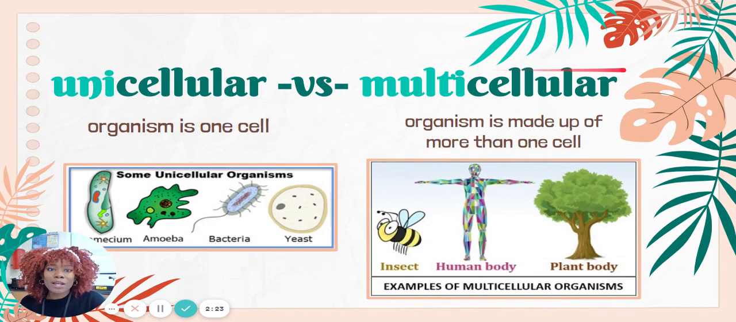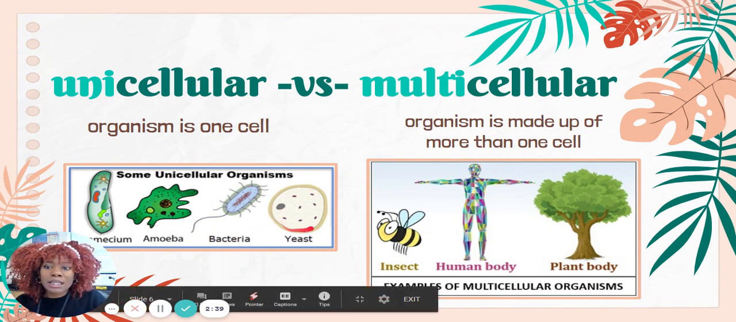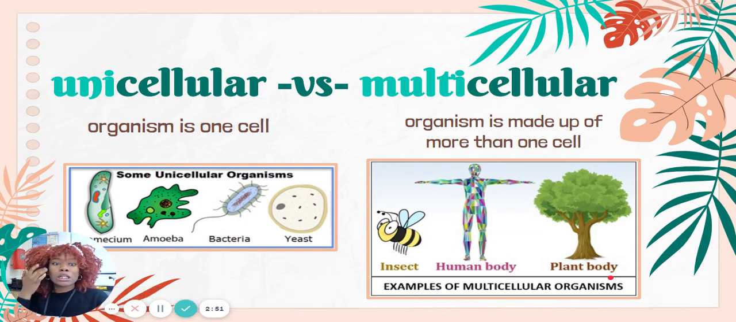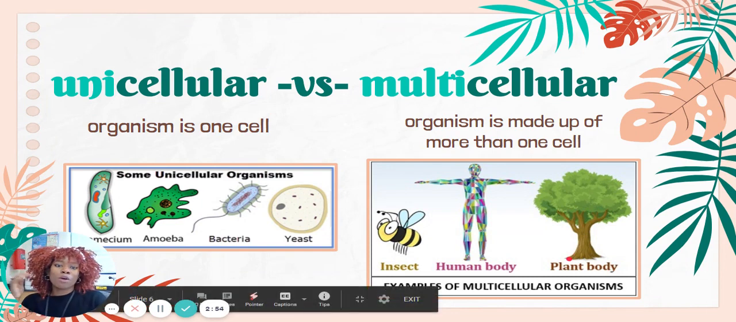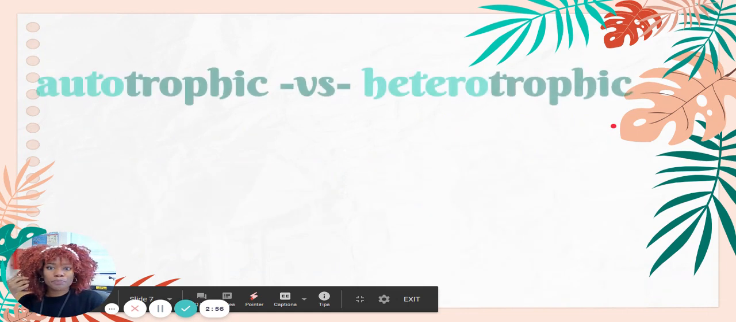Okay, let's continue on with our vocabulary. Unicellular versus multicellular. Uni means one. So a unicellular organism has one cell, while multicellular is more than one cell, so multiple cells. Unicellular organisms are going to be like amoebas, bacteria, yeast, and paramecium. And then examples of multicellular organisms are humans like you and I, also insects like butterflies and spiders, and of course the plant bodies.